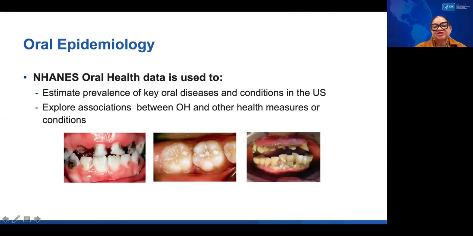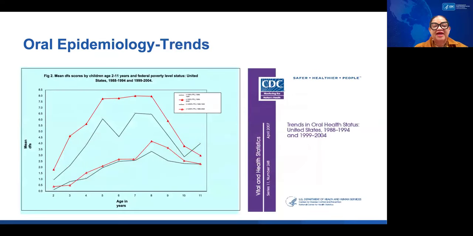And then NHANES oral health data is used specifically to estimate the prevalence of key oral diseases and conditions in the US and explore associations between oral health and other health measures or conditions, like I mentioned earlier in terms of diabetes, but not just limited to that, to smoking status, et cetera. Next slide.